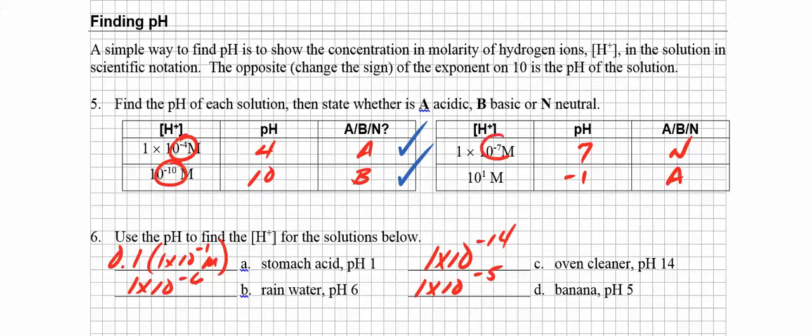All right, the next one is 1 times 10 to the minus 7, right? So we'll look to the exponent. The exponent is negative 7. That means the pH is going to be the opposite in sign, same magnitude. So the pH would be 7, and that, of course, is neutral, so we'll label that as neutral.